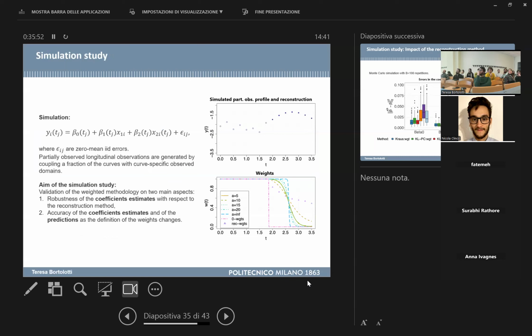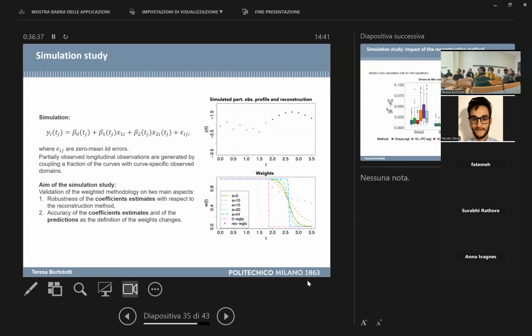Okay, then we wanted to see how our method performed on a simulation study. So we generated some coefficients, we generated a functional covariate and a scalar covariate in order to make the simulation as general as possible. We generated our responses, and we randomly generated a pattern of missingness for some of the responses. This is an example of a partially observed curve, where the empty dots are the observed points and the full dots are the reconstructed points through the method of Kraus, the one that I mentioned before.